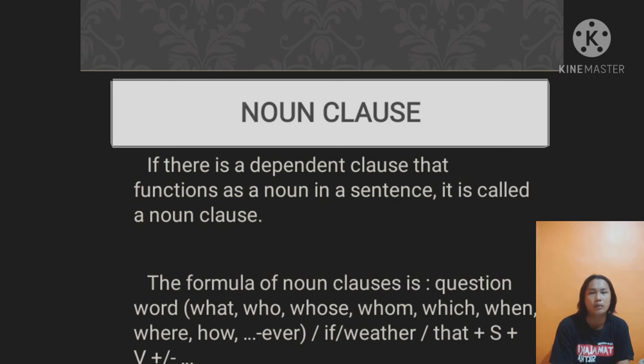The noun clause will begin with the words who, whoever, whomever, what, whatever, and that. Consider a few examples of sentences below that indicate the noun clause as a subject or object. The subject and object in the sentence we have already passed. The formula of noun clause is question word like what, who, whose, whom, which, when, where, how, whoever, or if, or whether, or that, plus subject plus verb.